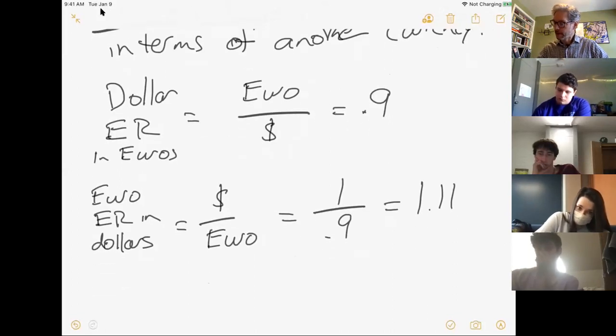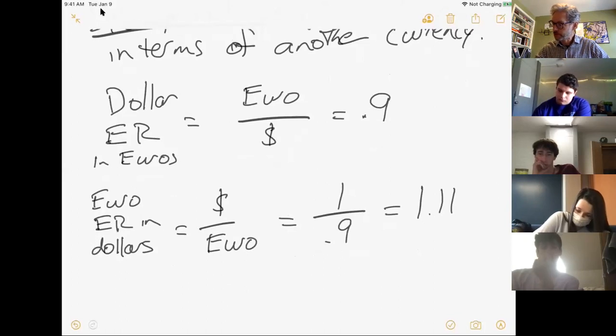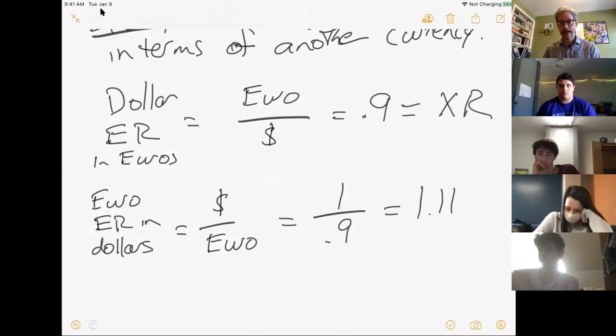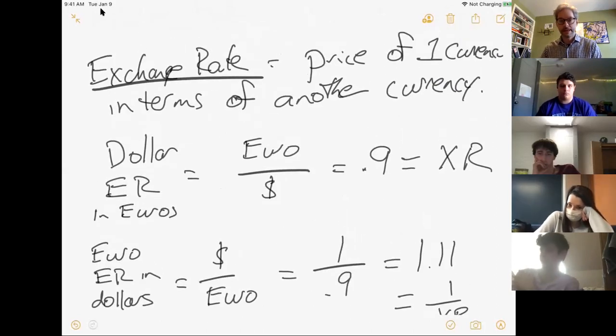Let me back up just to make sure we have some notation. Your book, because we typically are talking about the US case, will usually call this the XR. XR is the price of the dollar in terms of another currency. And so this would be 1 over XR. Okay? Now, the most important thing to understand about an exchange rate is it's just a price. Okay? It is just a price.